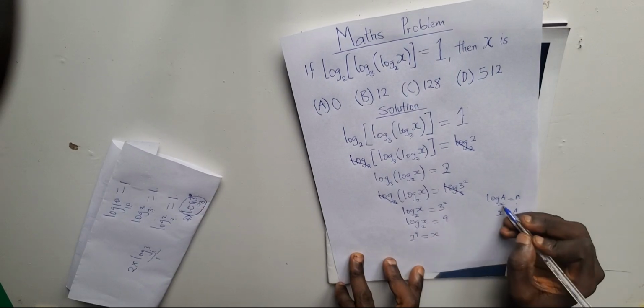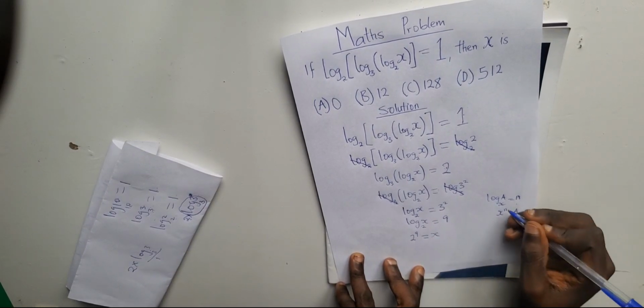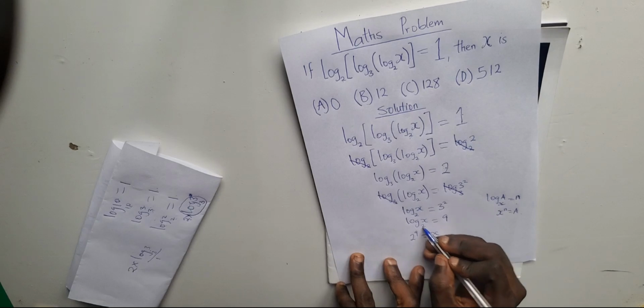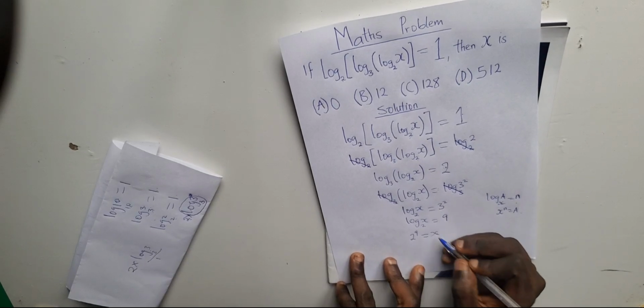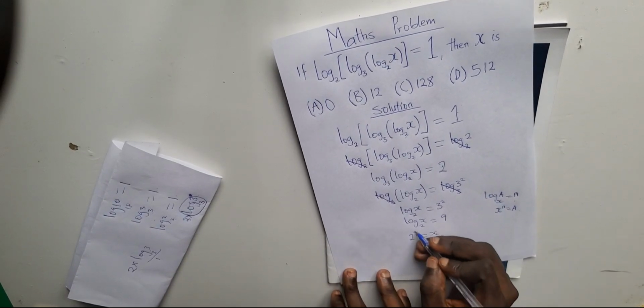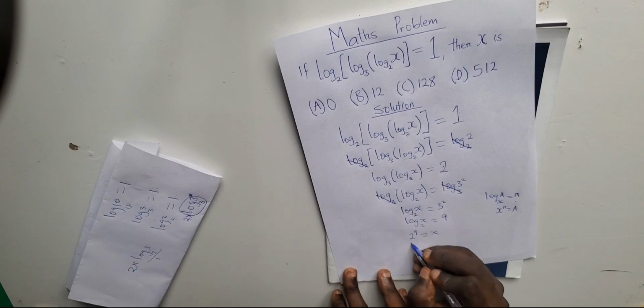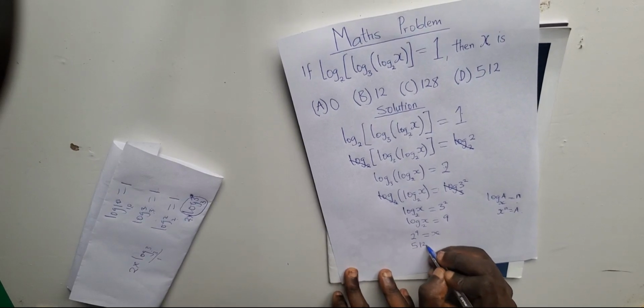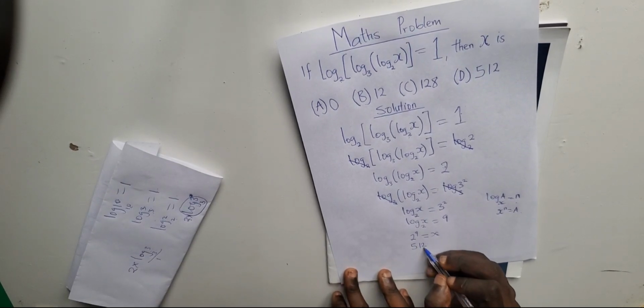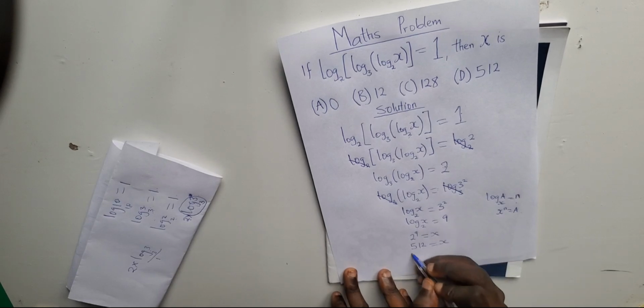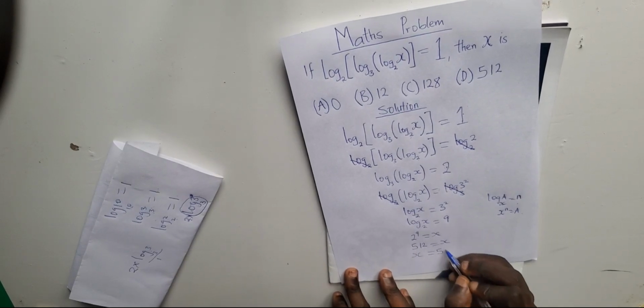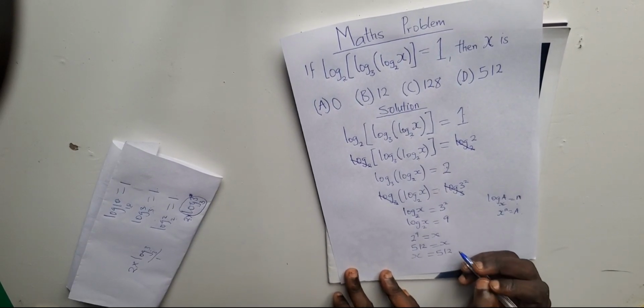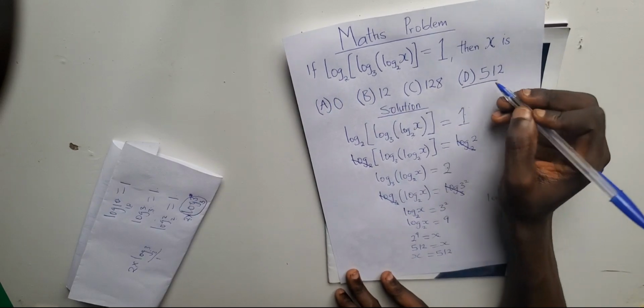This will be 2 raised to the power of 9 equals to what? X. X raised to the power of n equals to a. So this will be 2 raised to the power of 9 equals to what? X. So this will give me what? 2 raised to the power of 9 is equals to 512 equals to x. Therefore, our x equals to what? 512. Okay, and the correct option there is option D.